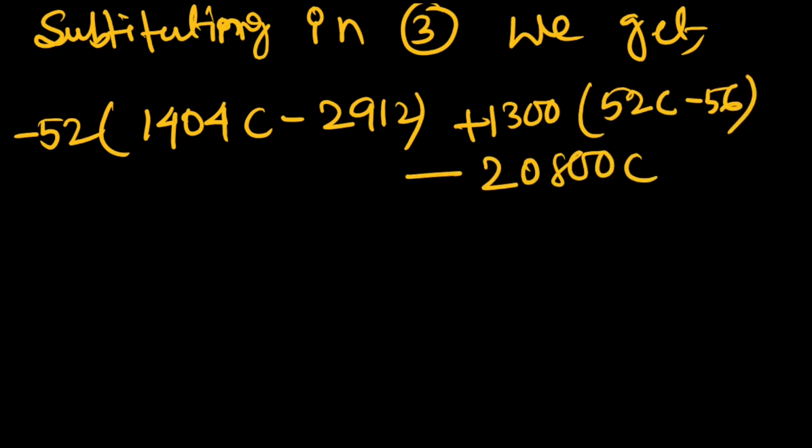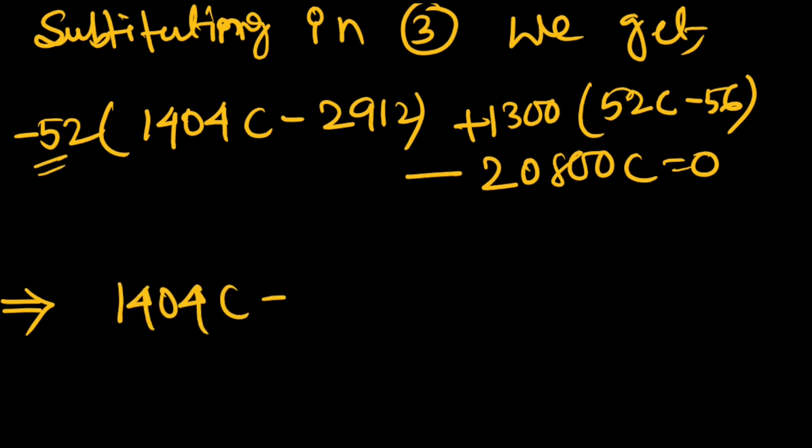Minus 20800c is equal to 0. This implies that we divide by minus 52 on the whole expression, so we will get 1404c minus 2912, that is minus 1300, then 52c minus 56, that is plus 400c is equal to 0.